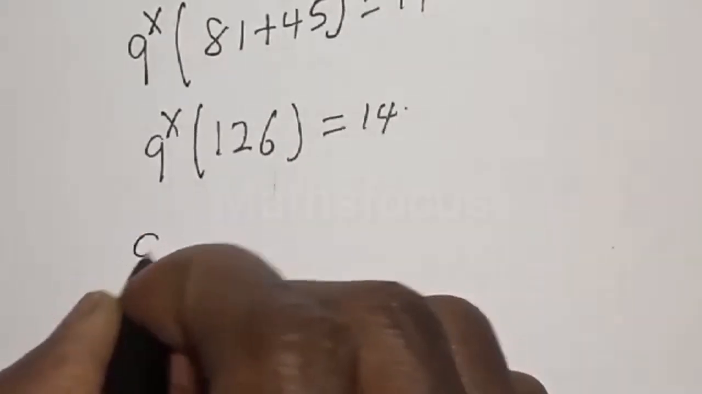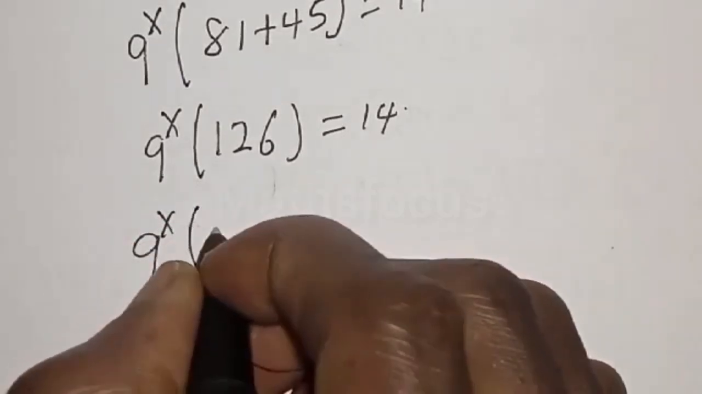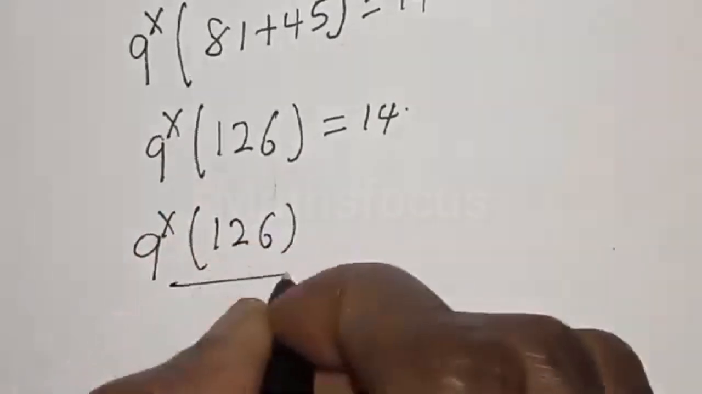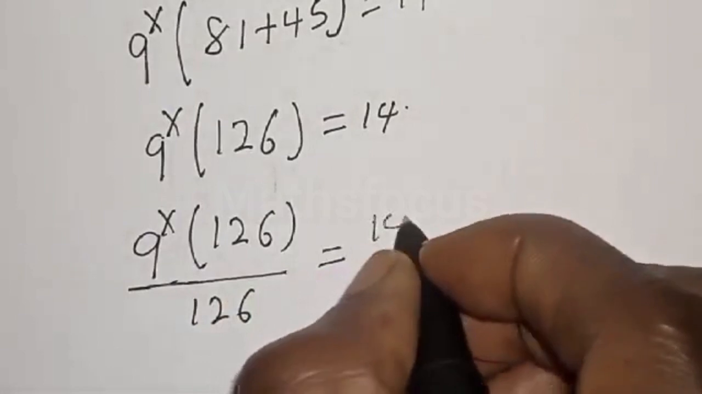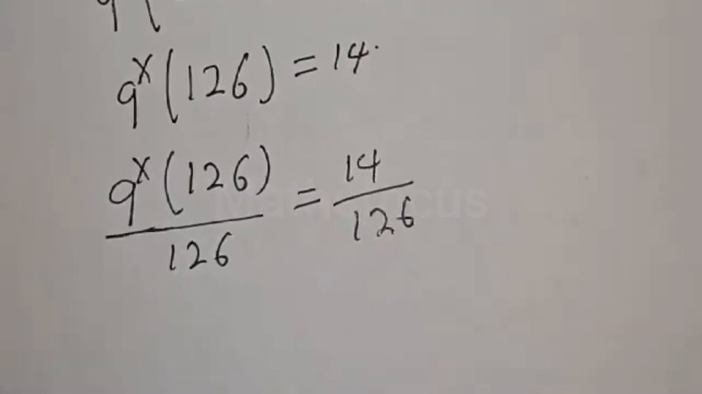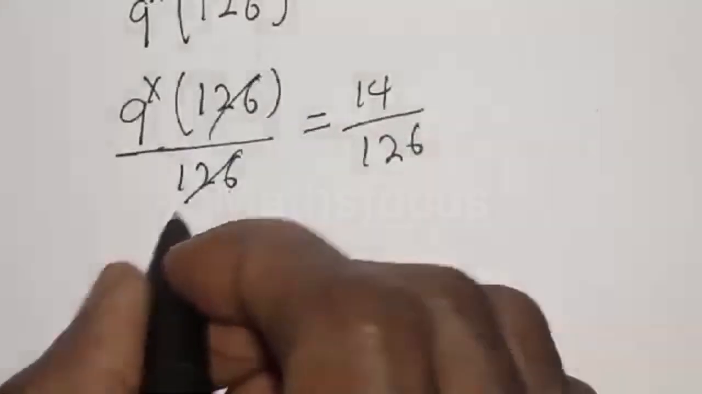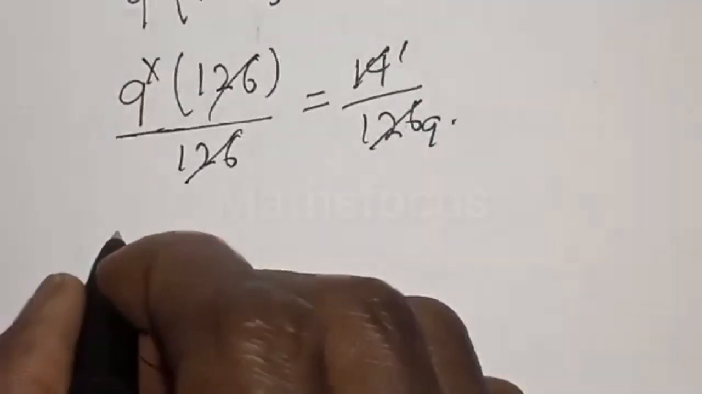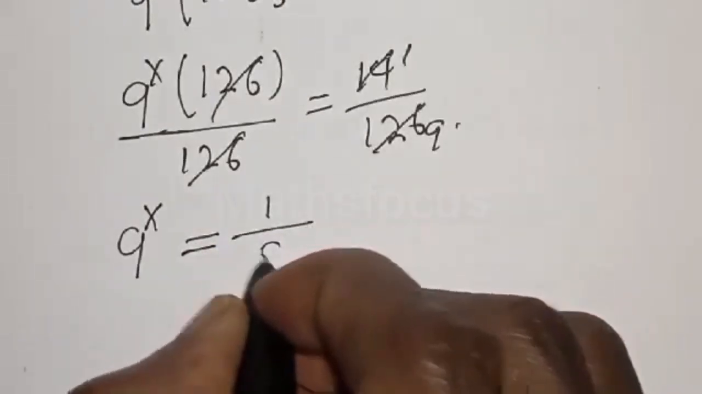Now 9 raised to power s into 126, let's divide both sides by 126. 126 over 126 is equal to 14 divided by 126. This one will cancel this. Now 14 here 1, 14 here 9. We have 9 raised to power s is equal to 1 divided by 9.